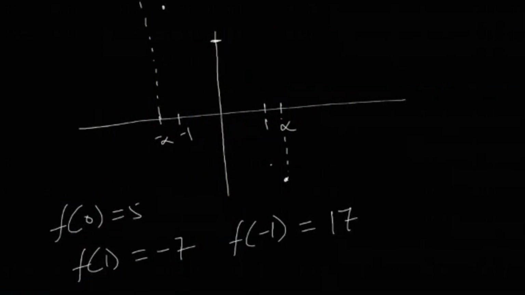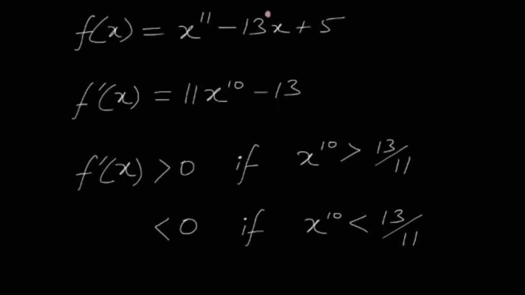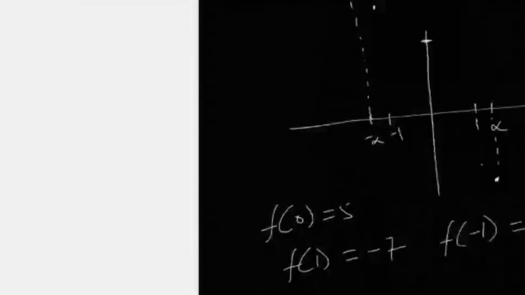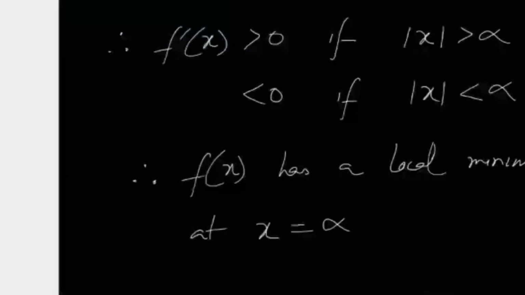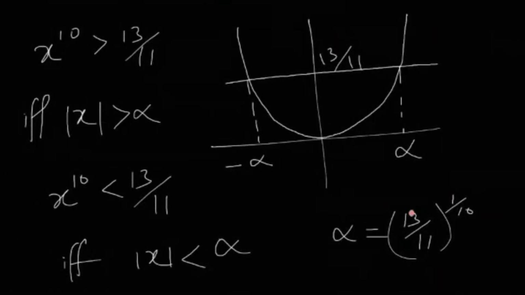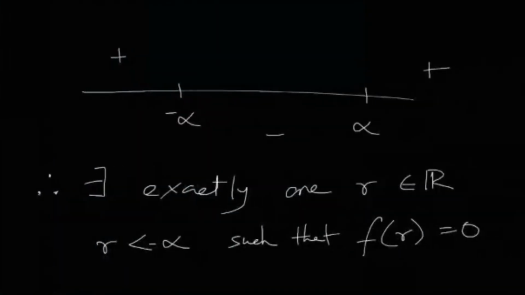So, just to take a few values, what is f of 0? F of 0 is actually 5. So at this point here it is 5. Now f of 1 is minus 7, it is going to be something like this. And f of minus 1 is 17, right? So we don't know the value of alpha. It's obviously difficult to calculate by hand, but we do know it's going to be something greater than 1.